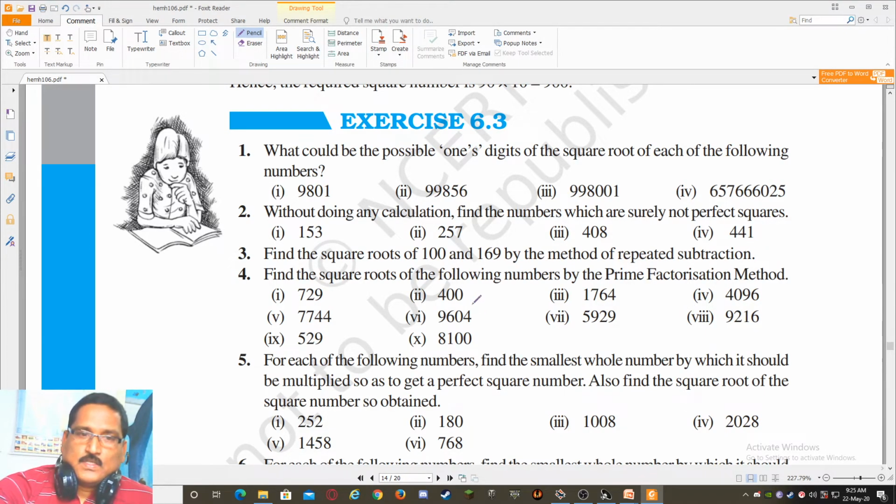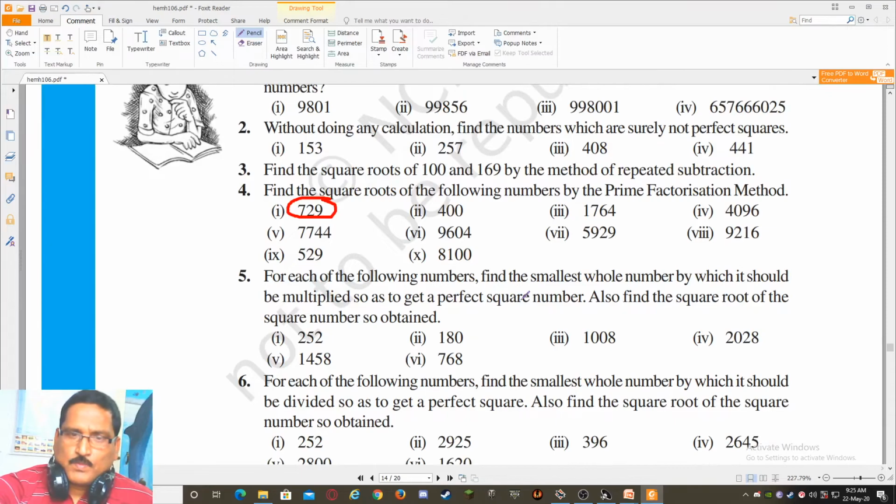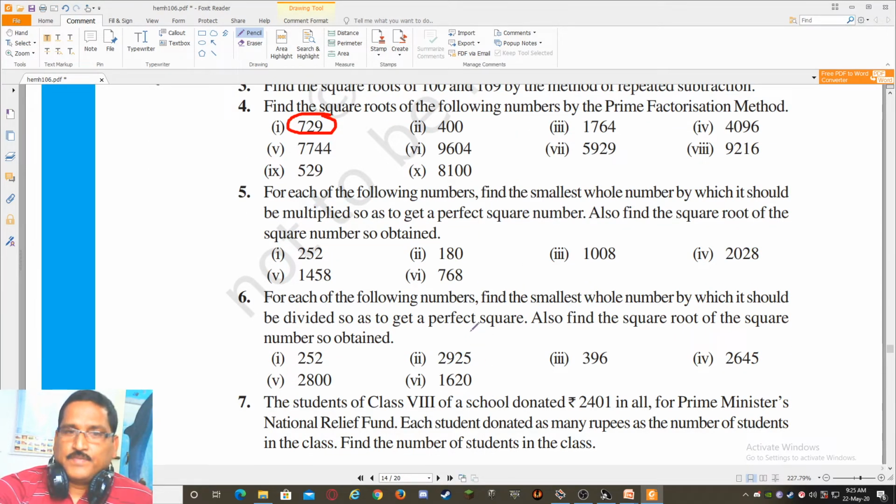Now here they are saying find the square root of the following number by the prime factorization method. That means we have to break down this number into prime factors. After that, you have to underline the pairs of numbers. All perfect squares can be represented as pairs of equal prime factors. So when the instruction is given, they are perfect square numbers, so you will always get pairs of prime numbers. Okay, no problem.